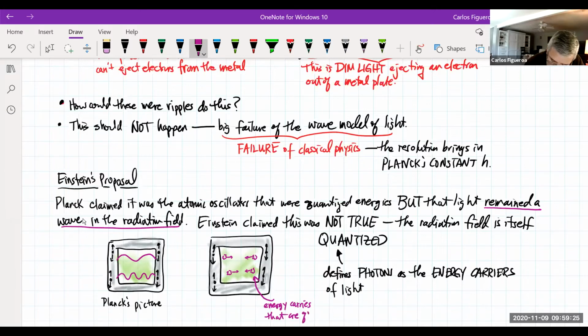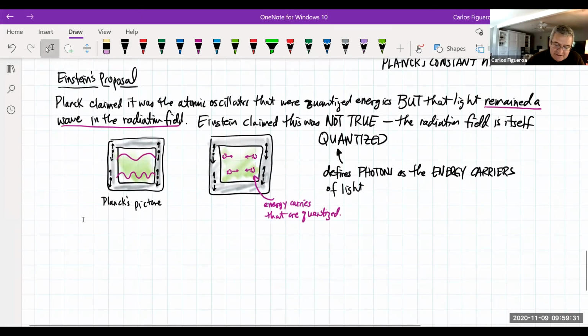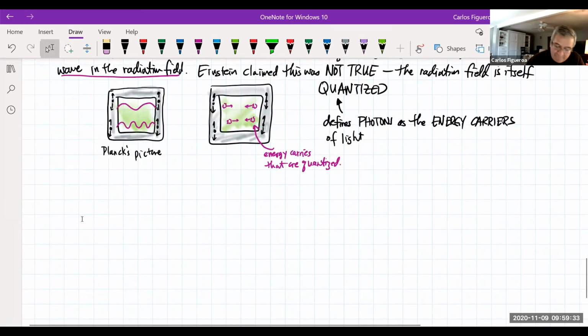That are quantized. And let me tell you, that causes some serious grief. Think about that. That light is not a wave. That light is this energy packet.